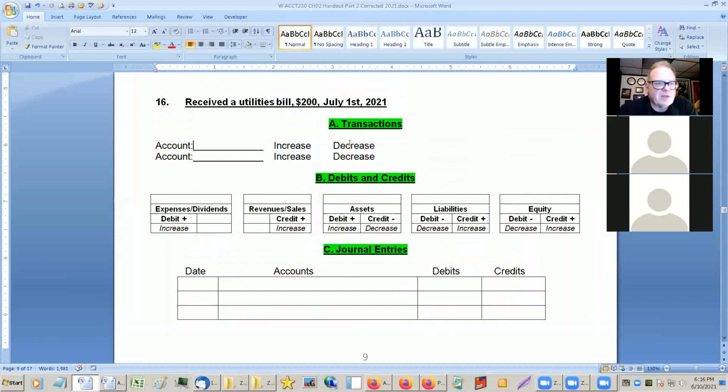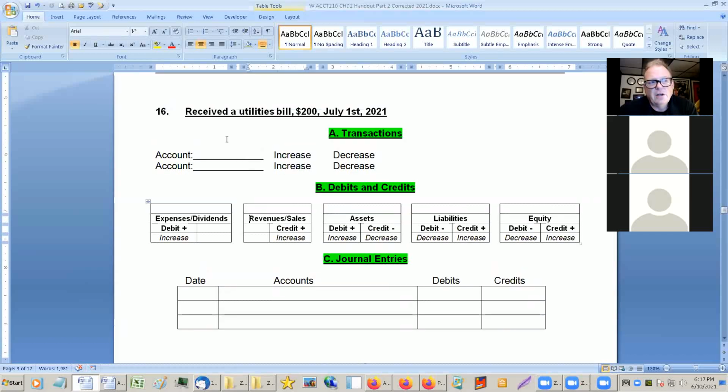Now, income statement stuff. The utility would be expense. Yep. And then you would pay the utility with cash, right? So that would be the other one, or no? Well, actually, eventually you will, but they don't say you actually paid it. So let's assume that you haven't paid it. Okay. What would it be? Accounts payable? Yeah, that's it. Yep. So this is going to be harder.